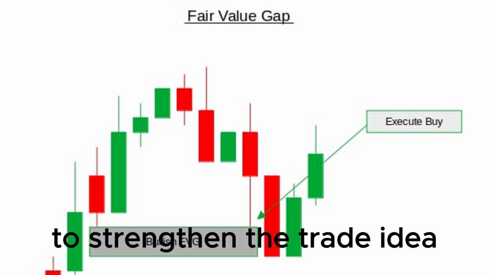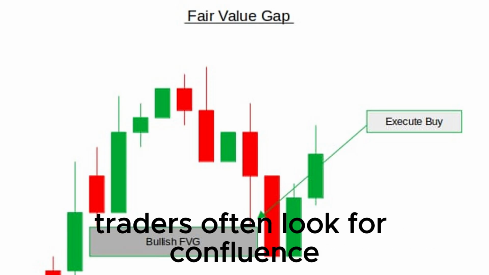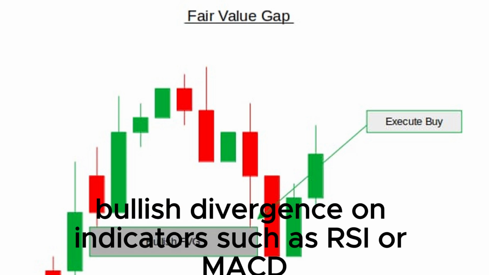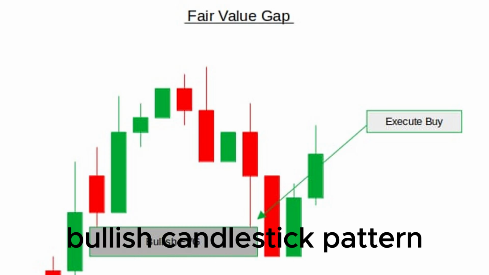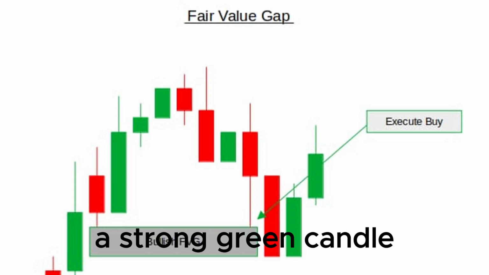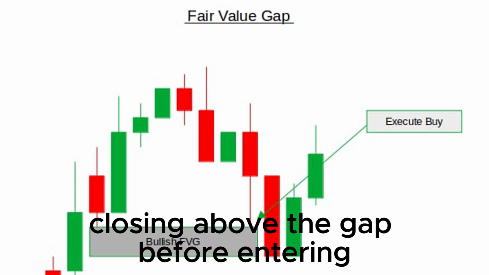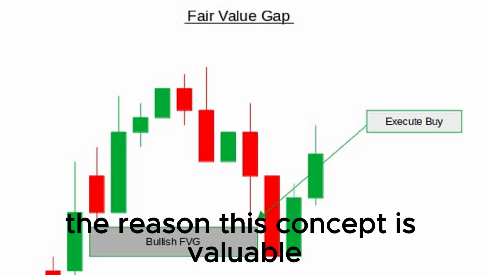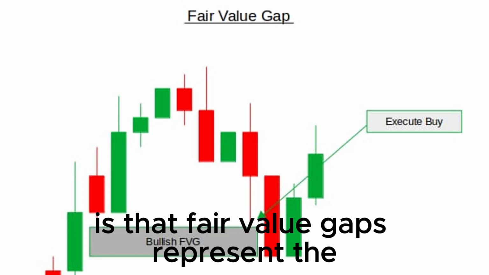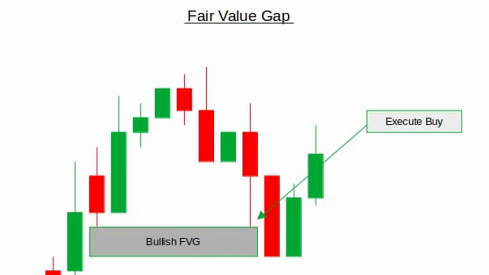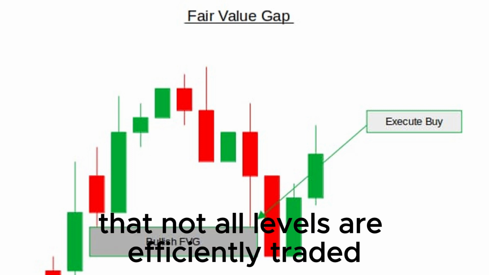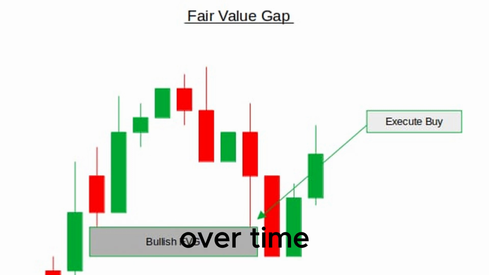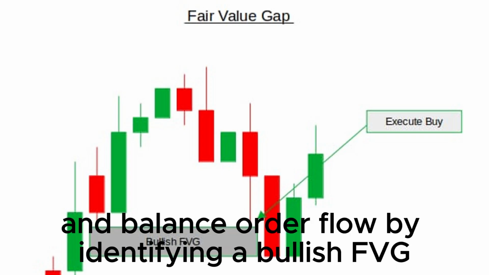To strengthen the trade idea, traders often look for confluence. For example, bullish divergence on indicators such as RSI or MACD, or alignment with a higher time frame uptrend. Some traders also wait for a confirming bullish candlestick pattern, a strong green candle closing above the gap, before entering. The reason this concept is valuable is that fair value gaps represent the footprints of aggressive institutional activity. When big players enter the market with heavy buy or sell orders, price can move so fast that not all levels are efficiently traded. Over time, price tends to revisit these levels to fill the gap and balance order flow.